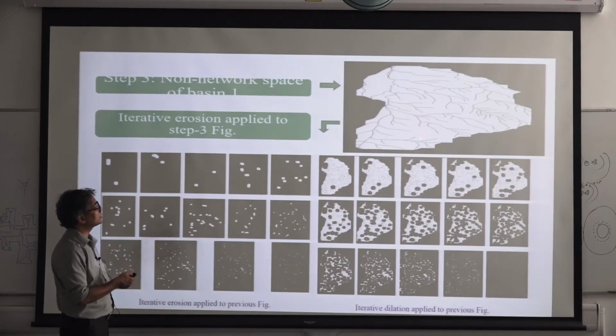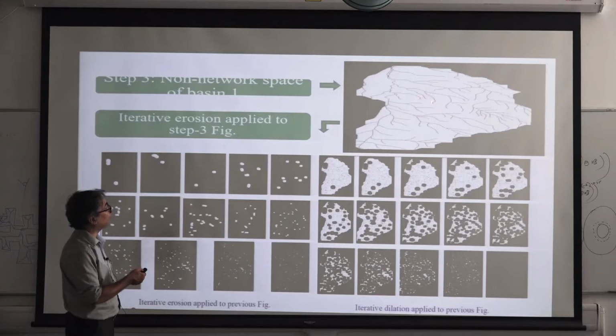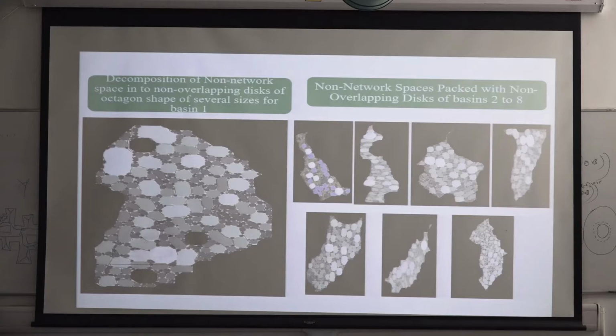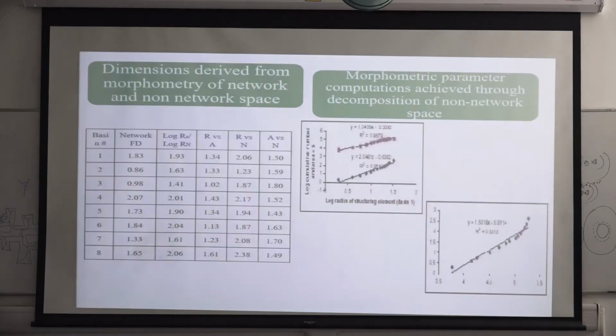Typically, it is the region that is occupied by the hill slope, and you pack that non-network space with non-overlapping disks, and then those non-overlapping disks' number and radii give us an option to compute the power law relationship. And this is how it looks after packing the hill slope region with an octagonal type structuring element. We have derived several power law values which are scale invariant but shape dependent.